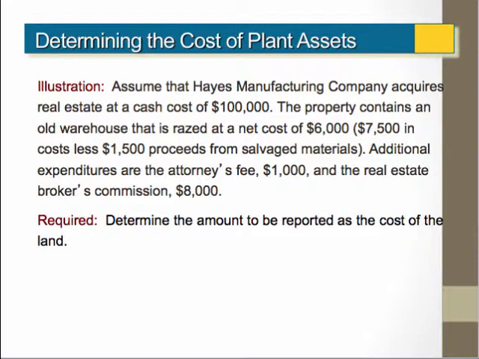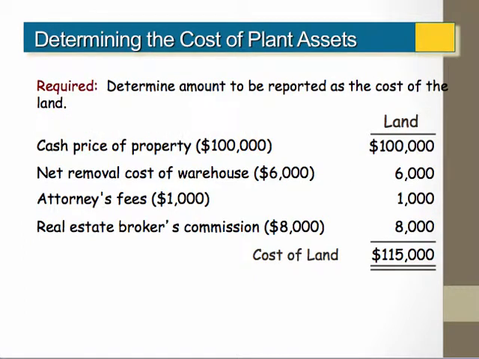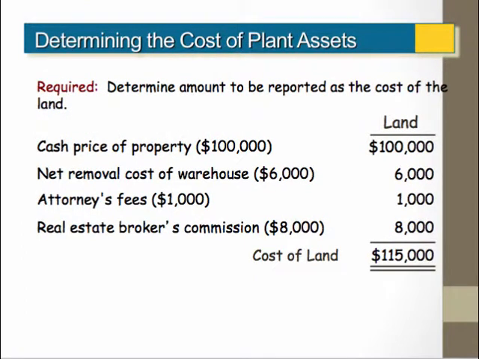Well, what we just said was that it's the purchase price, the $100,000, plus the cost to knock down the old building, which is $7,500. We have to reduce the cost by $1,500 because we were able to sell the salvage materials. Also, we have to include the attorney's fees for $1,000 and the real estate broker's commissions for $8,000. So all those items would be included in the computation of cost. So altogether, the cost of the land is $115,000.